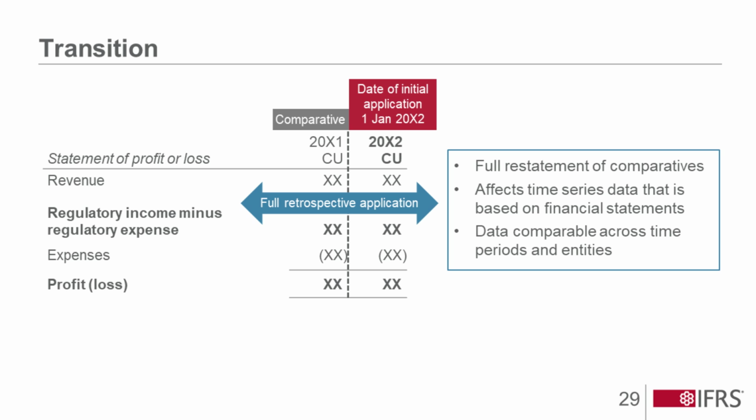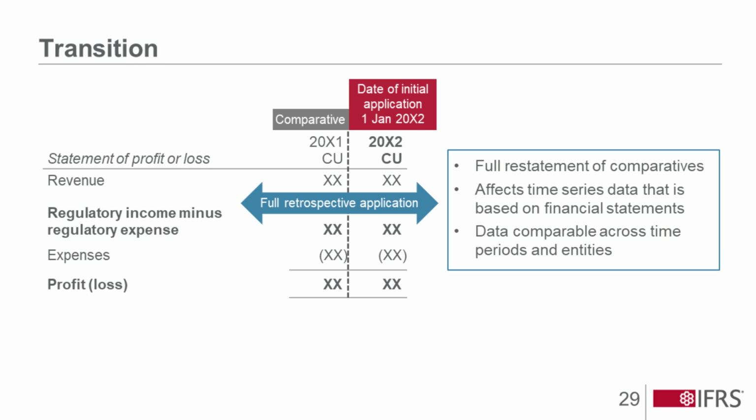An entity would apply the proposals retrospectively on transition. This means that all comparative information presented in the first financial statements prepared applying the proposals would have to be restated. A full retrospective application is more useful to users than other approaches because it would make data comparable across time periods and across entities.